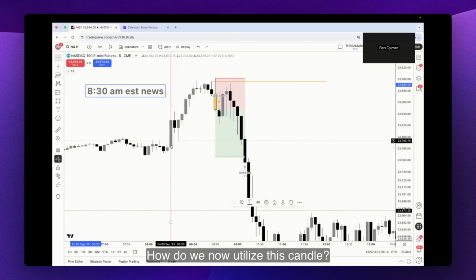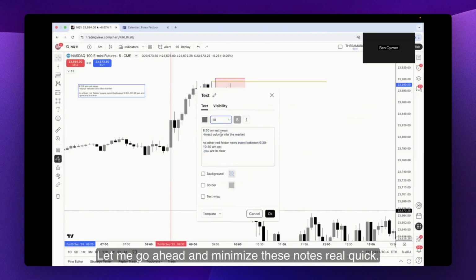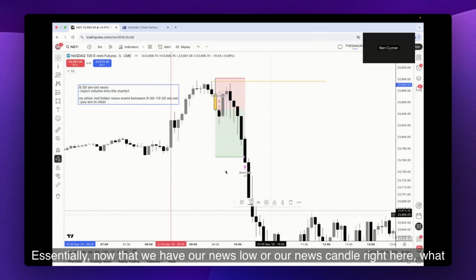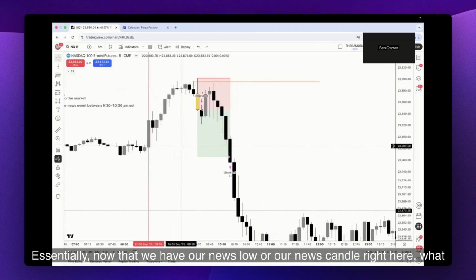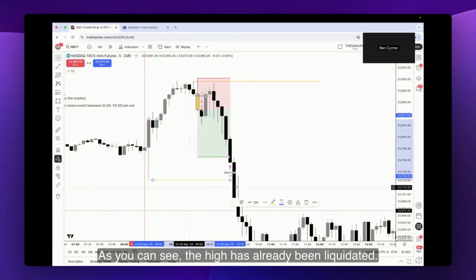Now, how do we utilize this candle? Right, let this pop up here. Let me go ahead and just minimize these notes real quick. Essentially, now that we have our news low or our news candle right here, what we want to go ahead and do is mark out the high of that candle and the low of that candle. As you can see, the high has already been liquidated.